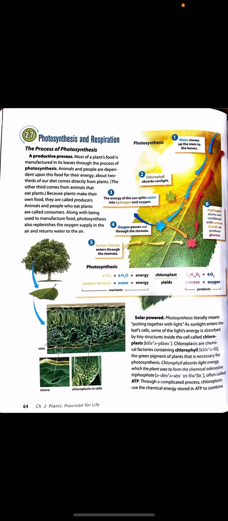7th grade science, chapter 2, section 7, photosynthesis and respiration. The process of photosynthesis. A productive process.